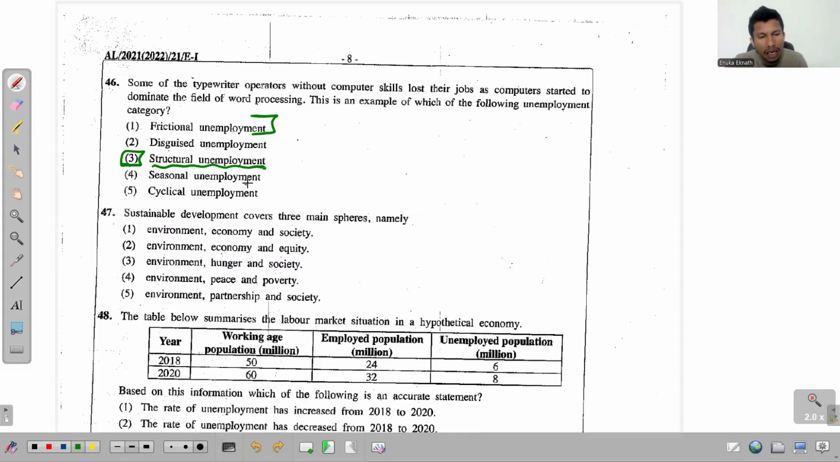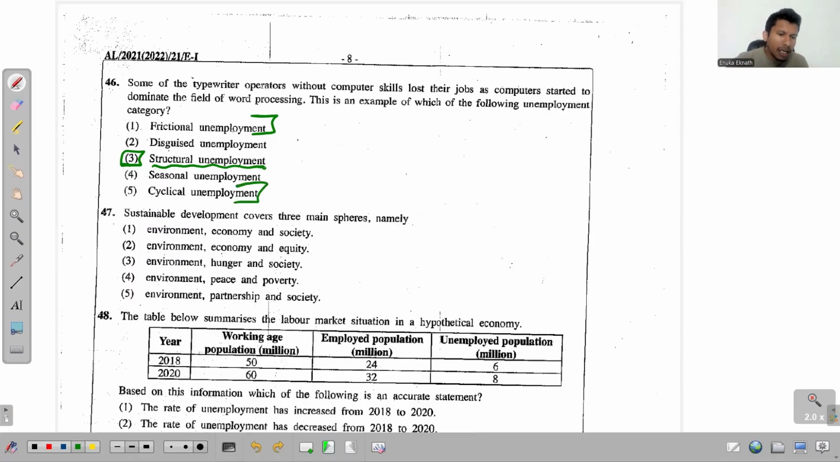And what's seasonal unemployment? They work only for the season, for example in tourism, only during that season they work. During the rest of the year they are just idle. But during the season they work hard and earn the income. See, that is the seasonal unemployment. It arises due to seasonal factors.